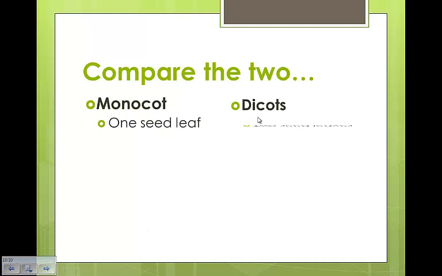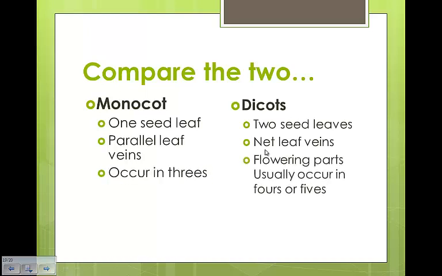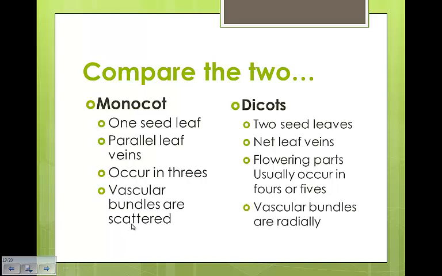Again, the number of seed leaves. The monocots have parallel leaf veins, and the dicots have net veins. So we're going to look at that vascular tissue and that leaf structure. In monocots, the flowering parts occur in threes, and in dicots, the flowering parts usually occur in fours or fives. In monocots, the vascular bundles are scattered. In dicots, the vascular bundles are radial.